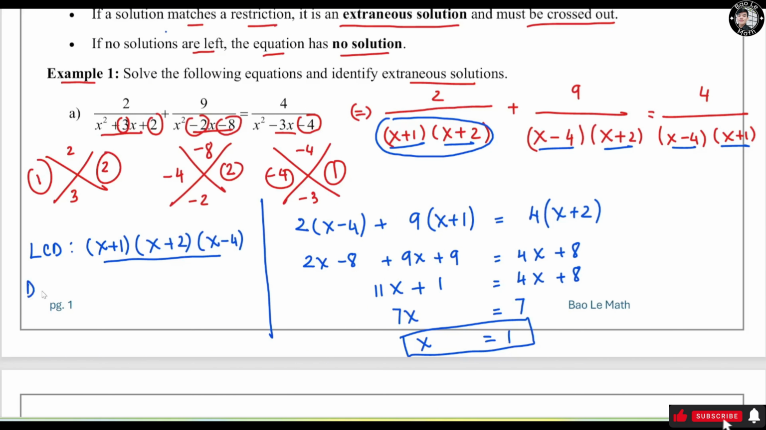We need to find the domain. Let the LCD be different from 0, so x plus 1 not equal to 0, x plus 2 not equal to 0, and x minus 4 not equal to 0. We solve these, so we have x not equal to negative 1, x not equal to negative 2, and x not equal to 4. We look at our answer, 1, which is different from these three values. So this is the solution, and we have no extraneous solutions.